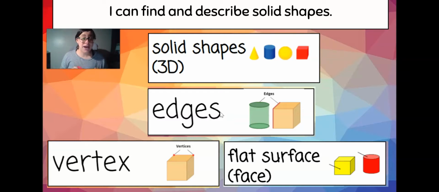And we just talked about this. These are the flat surfaces of a solid shape. We call them a face. We have edges, vertex, and a flat surface.